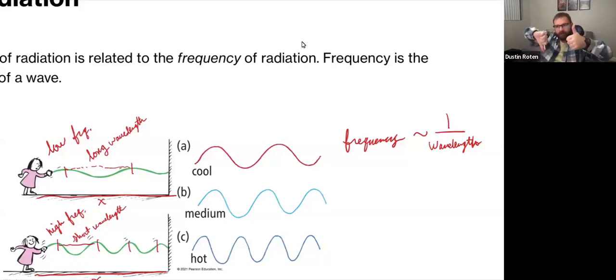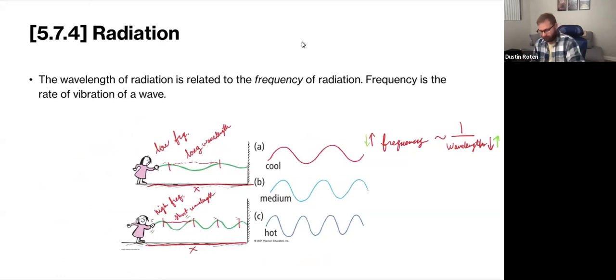If wavelength goes up, frequency goes down, right? So if one of these goes up, the other one has to go down, and vice versa. So don't get wavelength and frequency confused. You just got to picture that wave in your head. If there's lots of peaks, then you know it's a high frequency, short wavelength. But if there's only a few peaks, then you know it's going to be a low frequency, long wavelength.